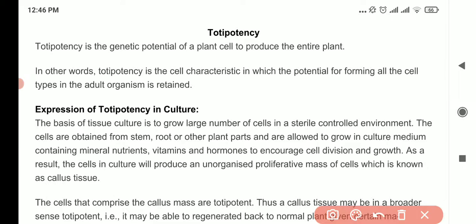So plant tissue culture is when you grow a number of cells in sterile conditions inside the lab, in a controlled environment. You can get these cells from any part, and then you grow them in a medium which has vitamins, minerals, hormones and so on, and you allow the cells to divide and grow. Then it will produce a callus. A callus, as I told you, is an unorganized, proliferated mass of cells, highly divided, and they don't have any differentiation yet. They are not organized yet, okay?